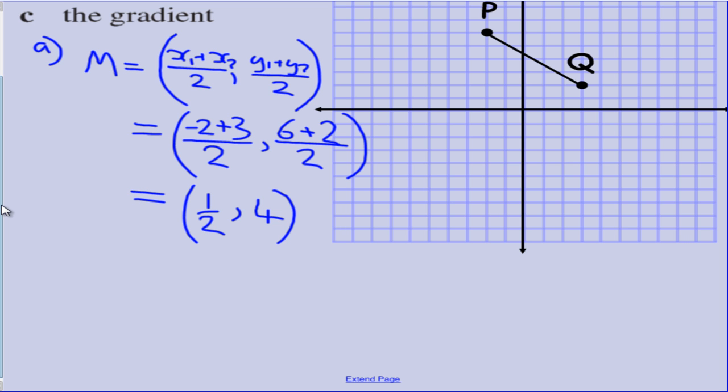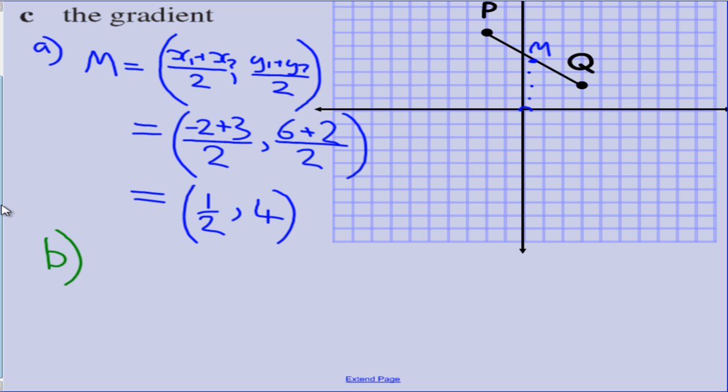If we have a look at our little graph, start at the origin, go across a half, and up 1, 2, 3, 4. We end up on our line, and there is the midpoint. And it looks pretty good. Okay, solving the next one. We were asked to find the distance.